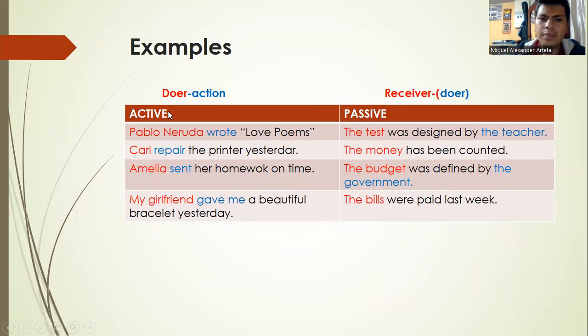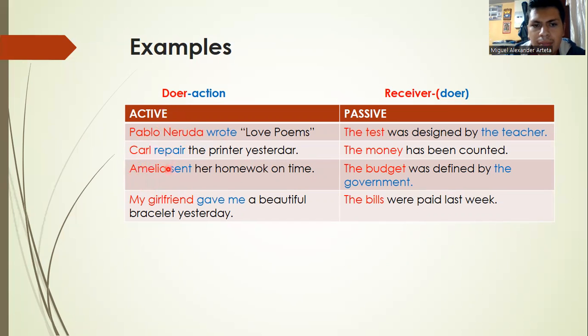Let's analyze the examples. In the first case, we have active voice, with the doer in red color and the action in blue color. For example, in the first sentence, Pablo Neruda is the doer. Next we have wrote, the action, the verb. And next we have the complement, a direct object, love poems, that is a book. Next we have the doer in red color, repaired, the action, the printer yesterday.